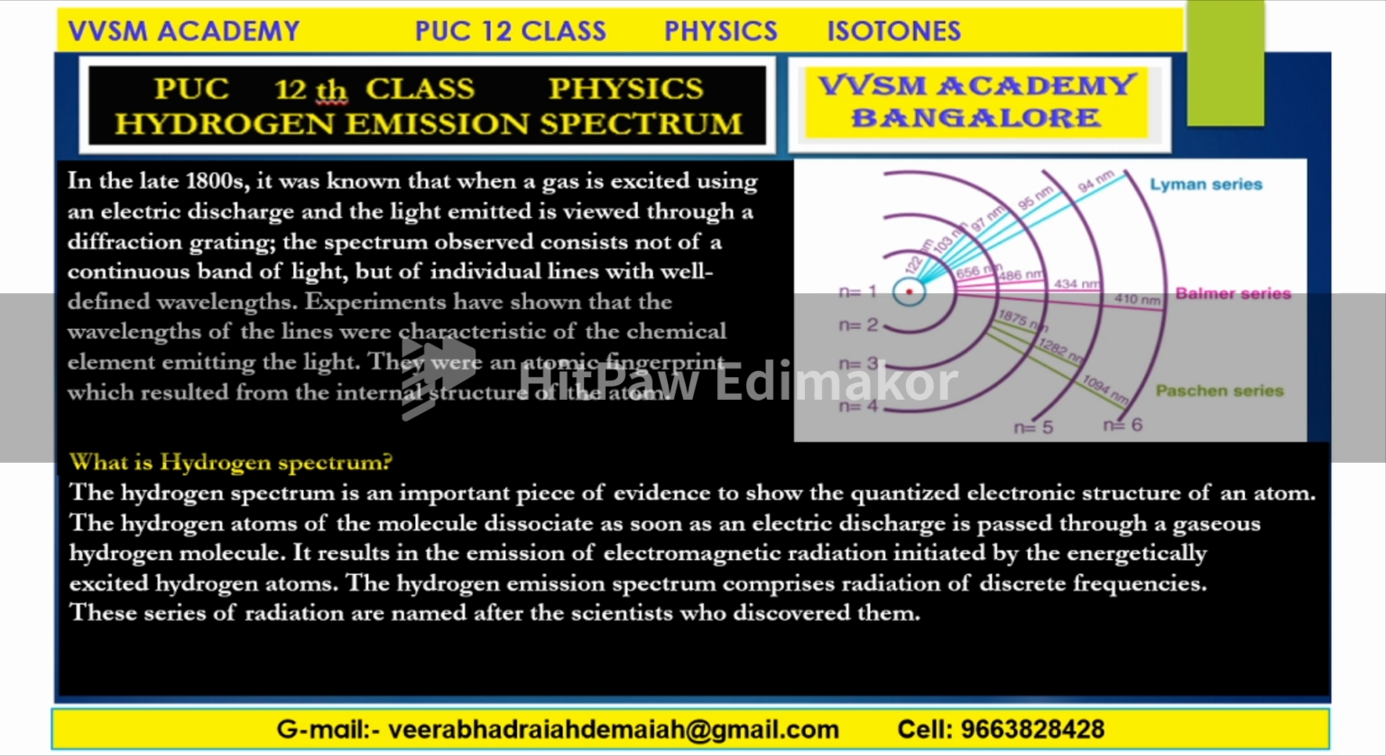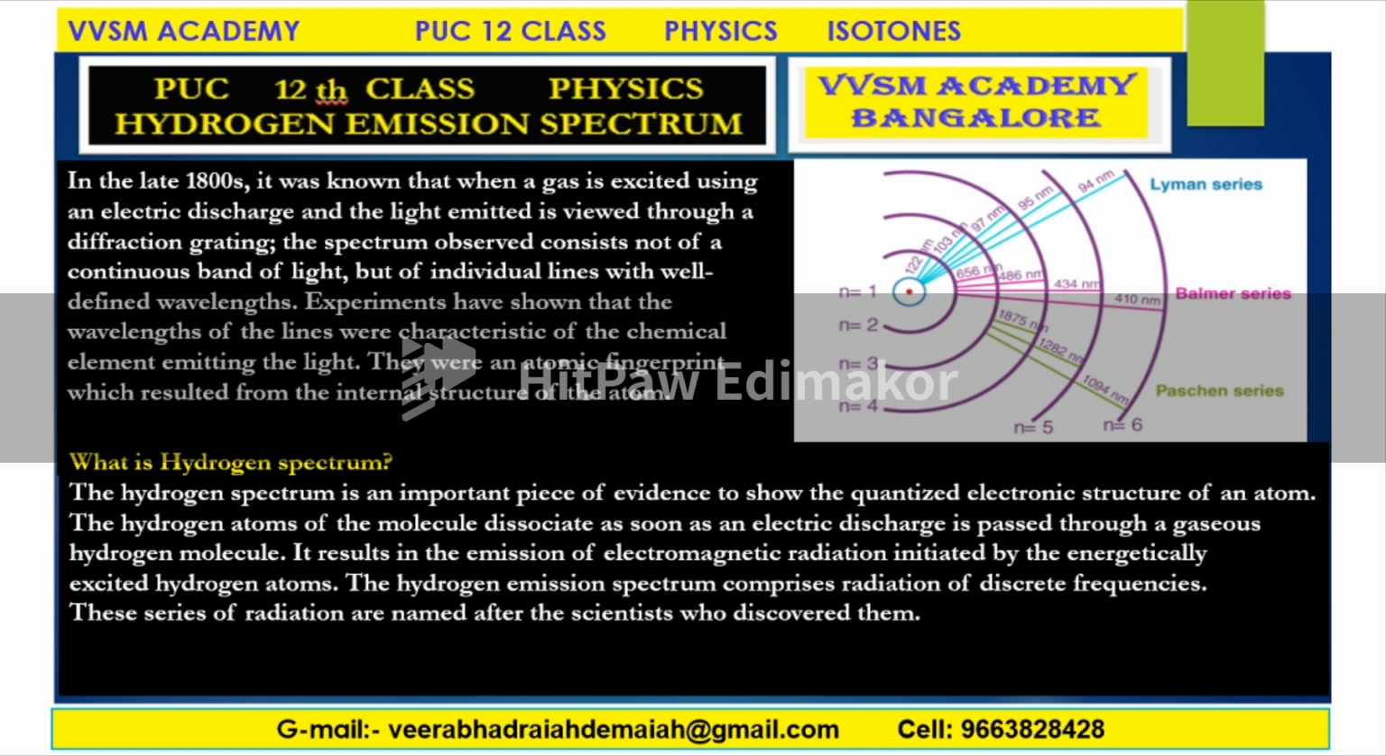What is the hydrogen spectrum? First of all, before knowing the hydrogen spectrum, you should know what is meant by a spectrum. A spectrum is a phenomenon that occurs when a light ray passes through the prism. You will get the spectrum of light, that is violet, indigo, blue, green, orange, red colors, formed on the photographic plate. So the hydrogen spectrum is an important piece of evidence to show the quantized electronic structure of an atom.